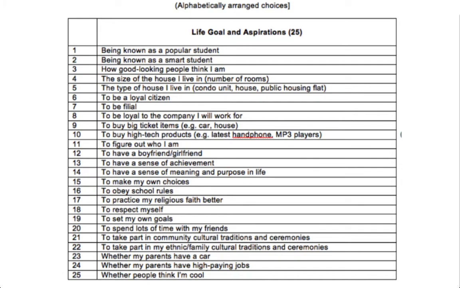And then, if you were that adolescent and if you were given this list, what do you think would be the top 5 choices for that young adolescent? What would be the top life goals and aspirations of that young adolescent? I will give you 30 seconds to a minute to look at the list and choose your top 5.